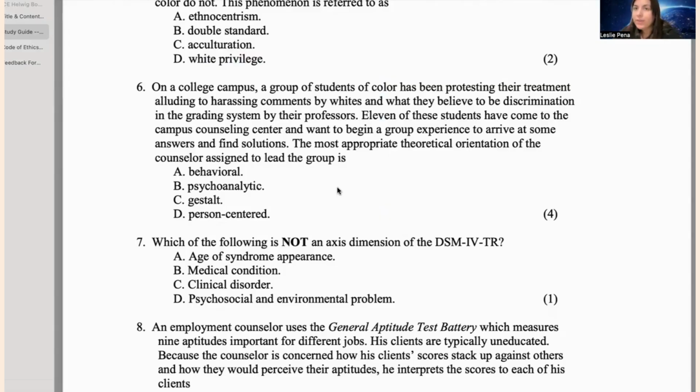So for this one, you have to think about it in terms of what's going to be the most quick, short, effective, because this is a college campus. You have a group of individuals who are coming to you as a group, and they're trying to get this message across. They're trying to understand why this is happening.